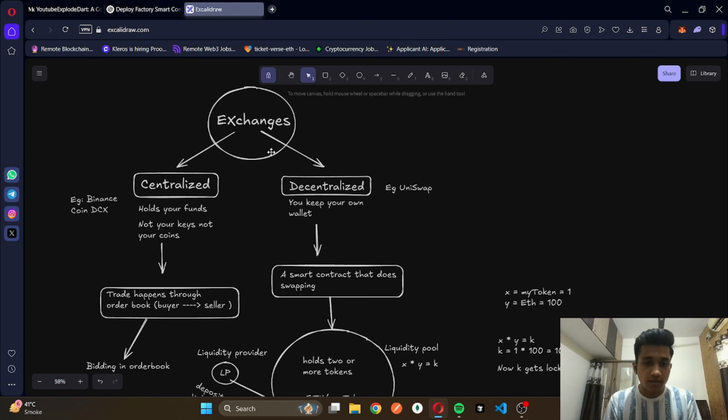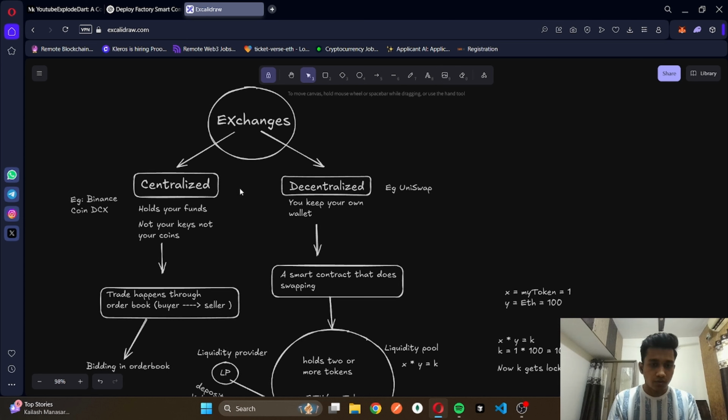So these exchanges are of two types. The first is the centralized exchange, and the second is the decentralized exchange, right? In this video, we will be exploring decentralized exchanges, but we'll also touch on centralized exchanges to get a contrast and comparison between decentralized and centralized exchanges, right? So starting with centralized exchange.